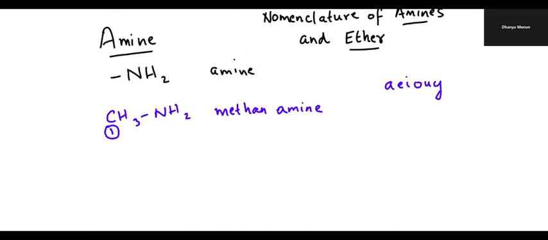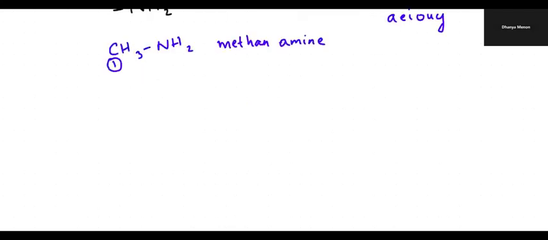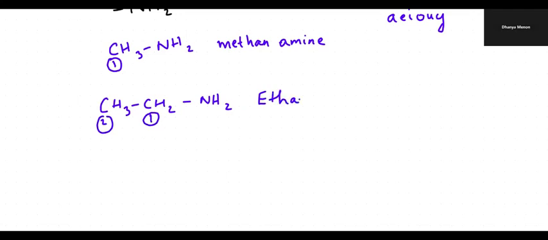Coming to the second one, CH3CH2NH2. Here the carbon atom that is nearest to the functional group is given number 1 position. This is number 2. So there are 2 carbon atoms, no double bonds, so ethane amine. Here also I remove this E because E and A are coming near each other, so I remove the previous one, that is E.